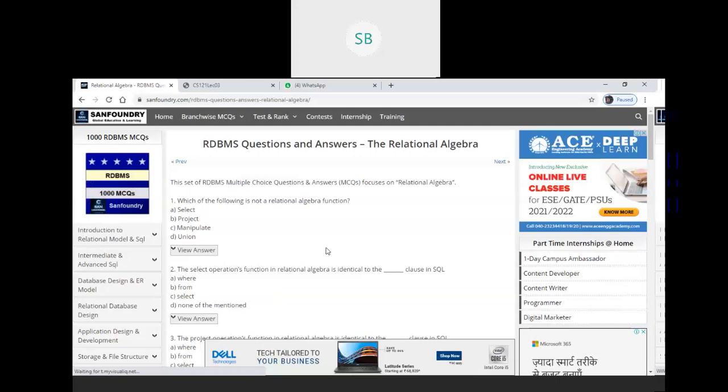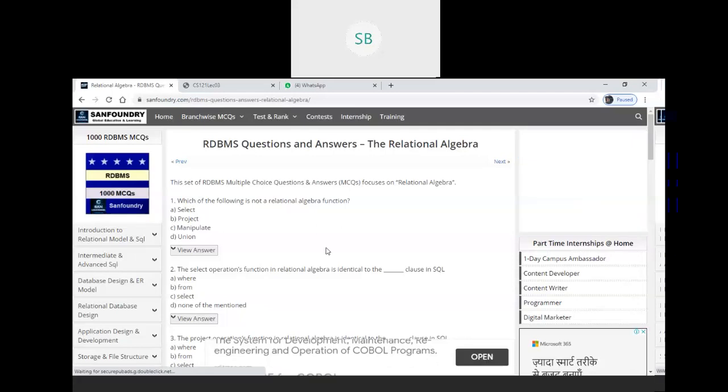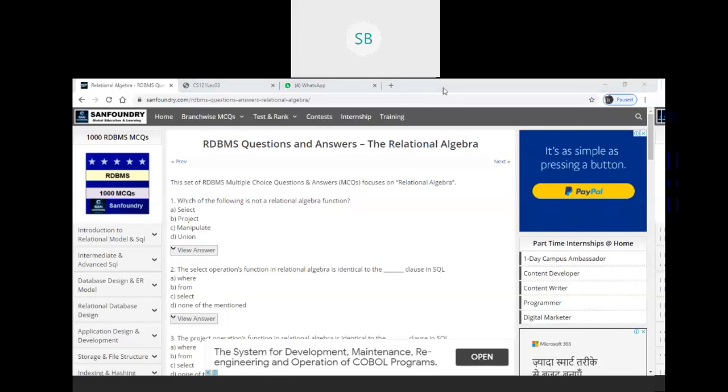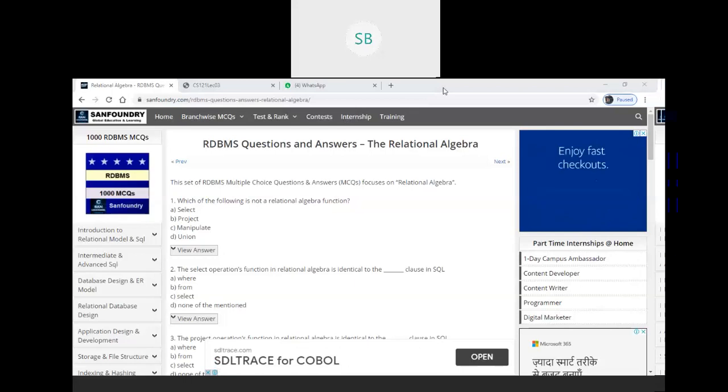Okay, are you able to view my screen? Is it visible, the RDBMS questions, everyone? Yes, ma'am. Okay, I'm taking all the questions from the internet. We completed the entire relational algebra part, so we have around 11 questions. Let's see who can answer them. These are very common questions, as I told you. Let me take the participant list so I can check. 11 people are here.